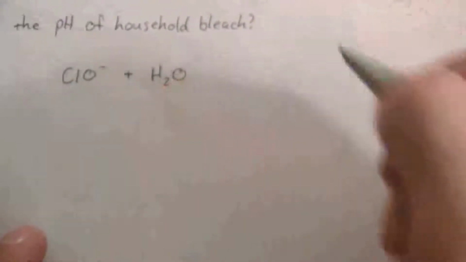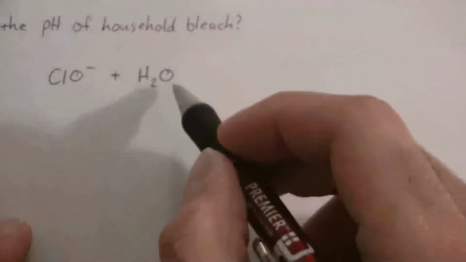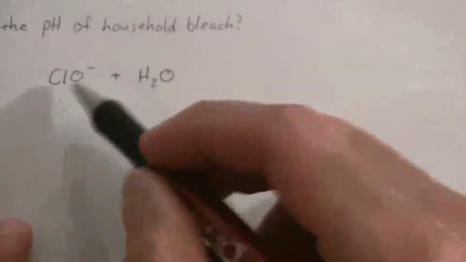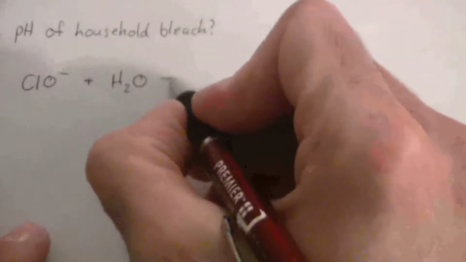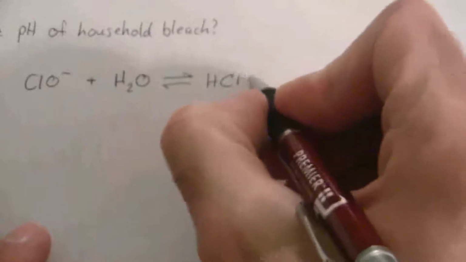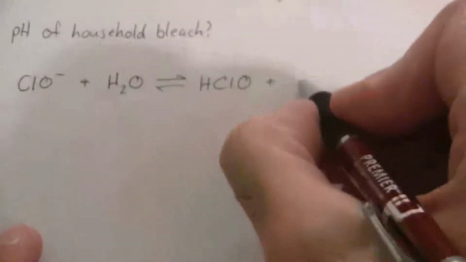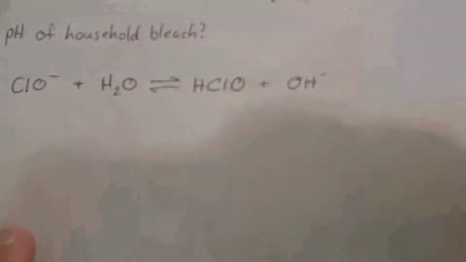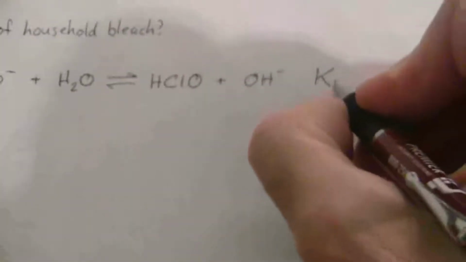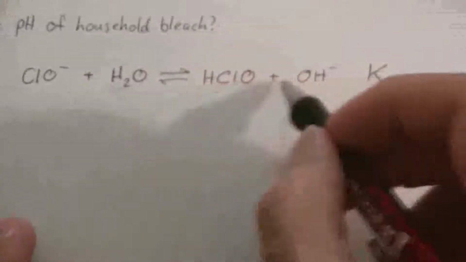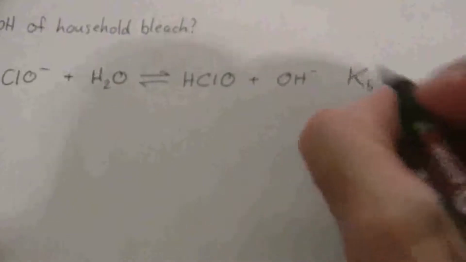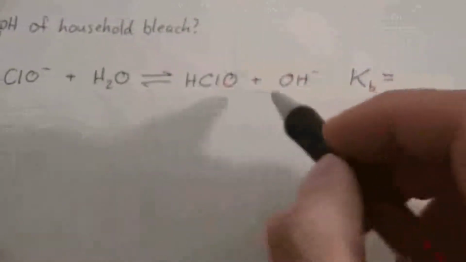We put that in water. And what's going to happen? Well, I think it's pretty clear. It can't give up a hydrogen, so it must take one. And we can write it like this: HClO plus OH minus. So this is our Kb, or our base equation. The question is, what is the value for this Kb? Because we need to know that.